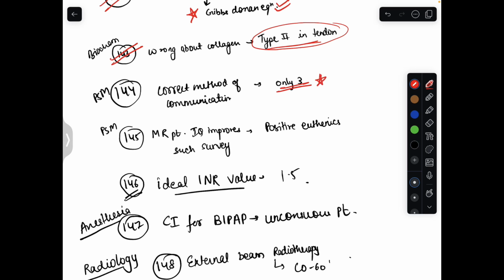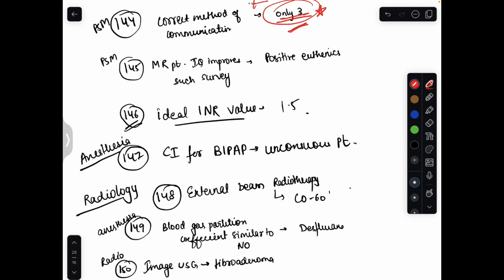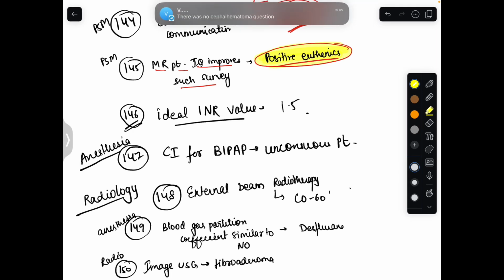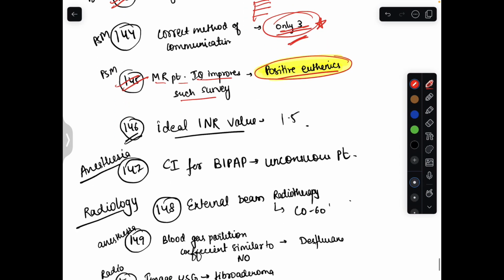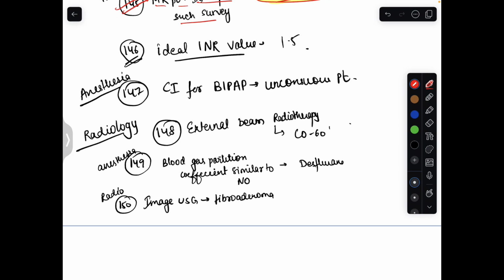For 144 question, correct method of communication. So for that, the correct answer is only three. Lots of options were there, and from that, only three option was the correct answer. I did not frame this question correctly, but I remember that only three is the correct answer. For 145 question, MR patient was there. IQ improves. So this one is the positive eugenics. This one is the correct answer for this question. Right now, I think no one remembers the whole question. But if you think that you remembered it, then please mark it according to your question.